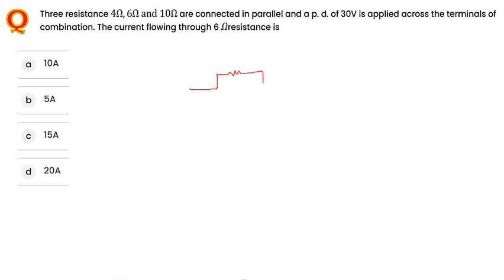See, first they have given three resistances which are connected in parallel. So I just mention here, there are three resistances connected in parallel. The first one here is 4 ohm, the next one is 6 ohm, and the third one is 10 ohm. And the potential which they have given here, I just mention, is 30 volt.